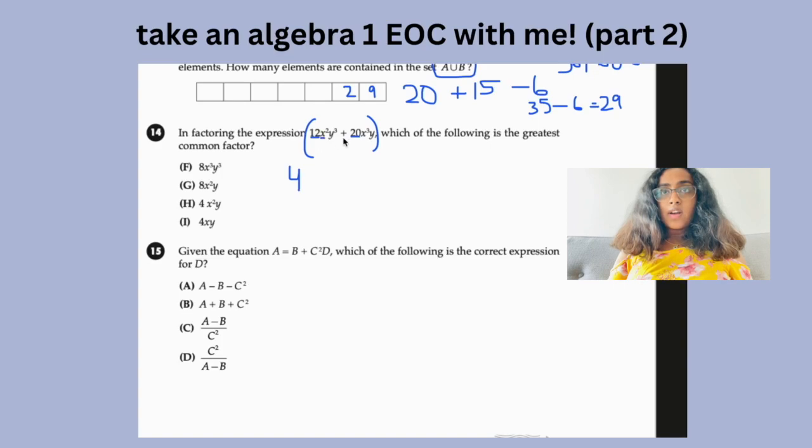Now let's see what it is here. If we have x squared, and x squared goes into x cubed, so it would be 4x squared. And then we have y goes into y cubed, but cannot go into y. So we look at that, we combine everything, and we are now done.